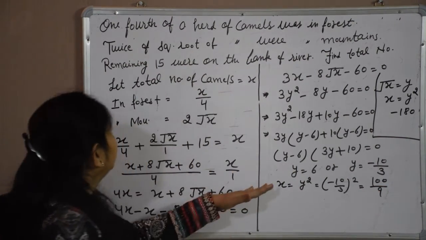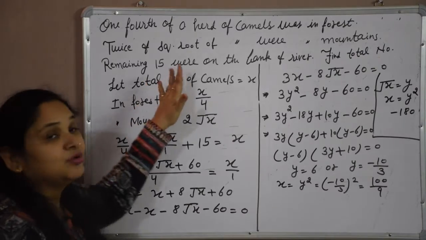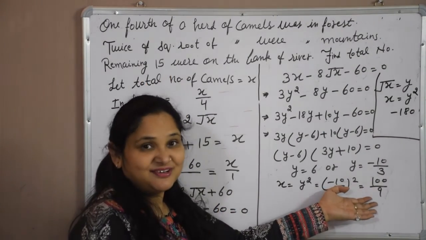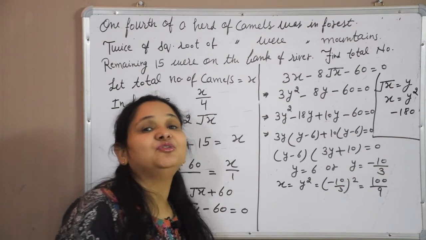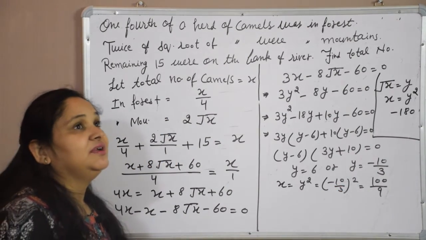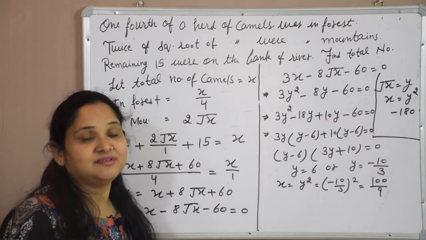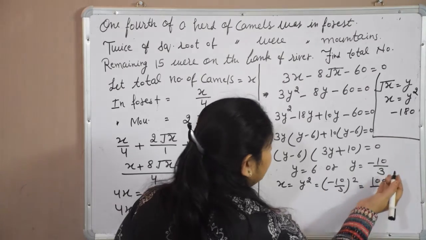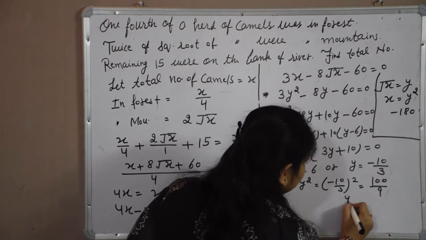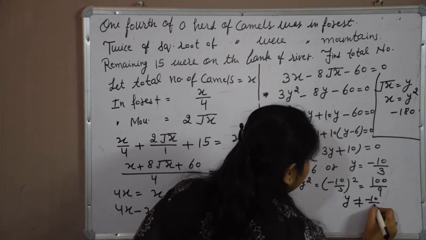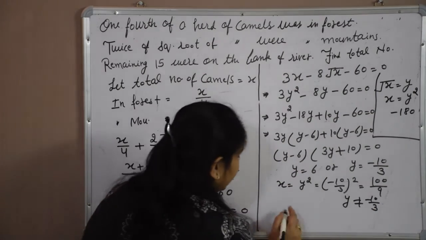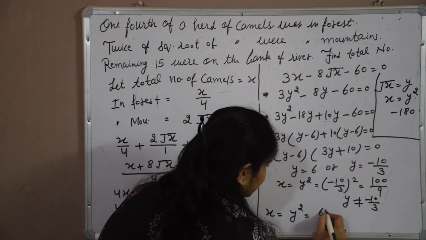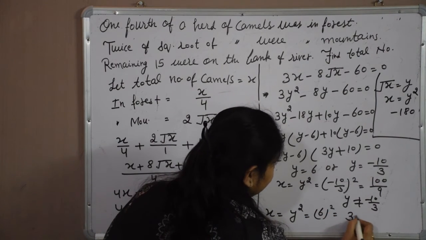But what was our x? x was the total number of camels. Can the total number of camels be a fraction? Is it possible that we have 33.3 camels? No. So y equal to minus 10 by 3 is not possible, and the only option is y equal to 6. Whenever y is equal to 6, x will be y square, that is 6 square equals 36.